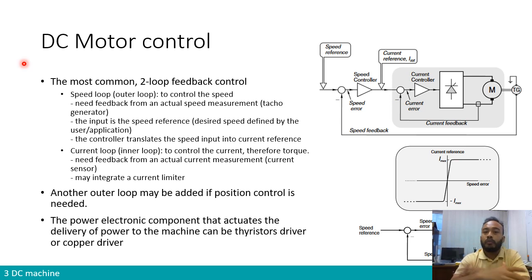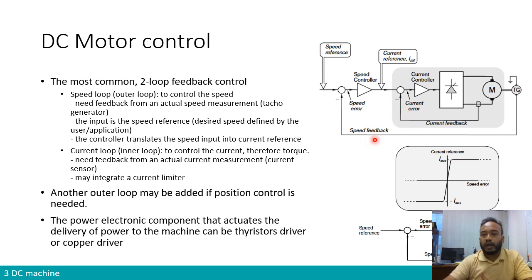So what is the most common control configuration of a machine? The most common control configuration of a machine is what we call speed control. So we have a two-loop feedback control. Here we have the schematic diagram of the control. Here we have the machine, the armature of the machine, and this part is the power electronic or driver part that we have seen just now, where we have either a thyristor or a chopper fed driver. And now we are going to discuss all the other things outside of it. So what we have here is what we call two-loop feedback control. It is a speed feedback control.